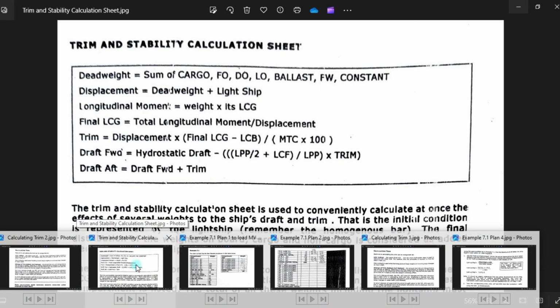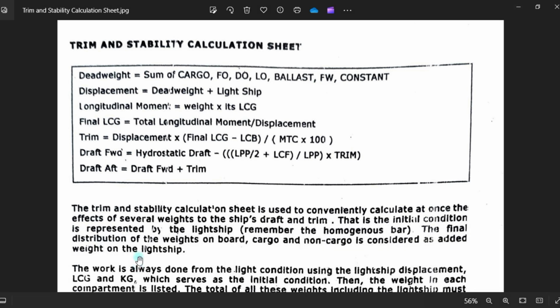Today I will make a video presentation about trim stability calculation sheet. So this is my video for today, and we'll follow this formula.